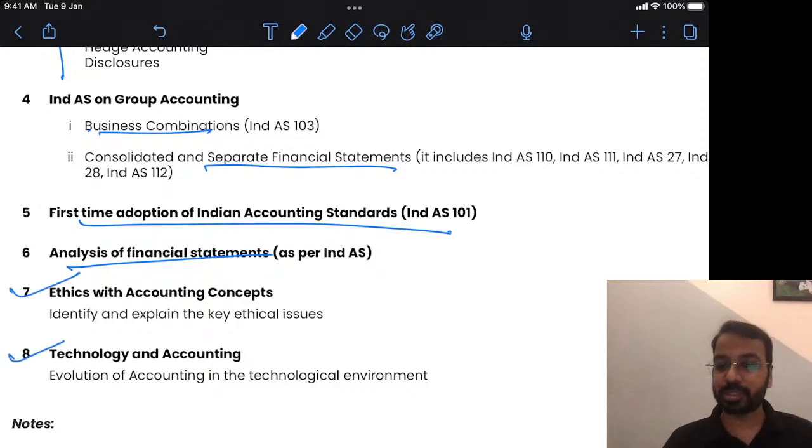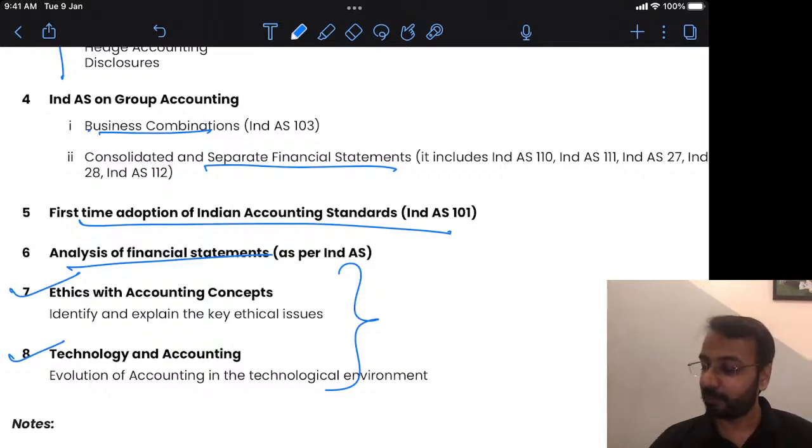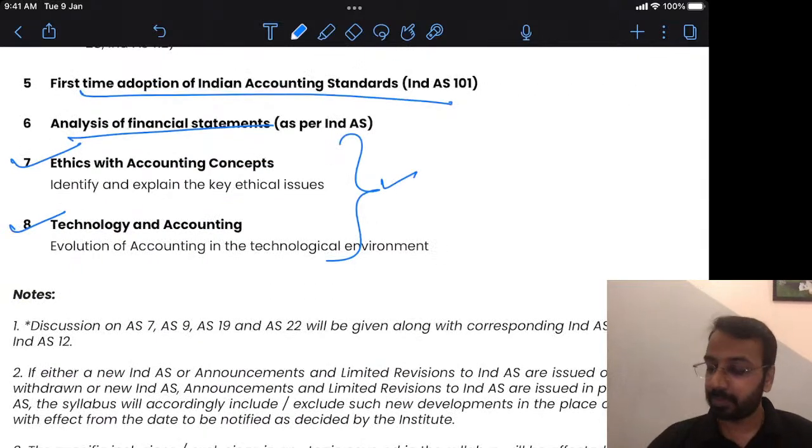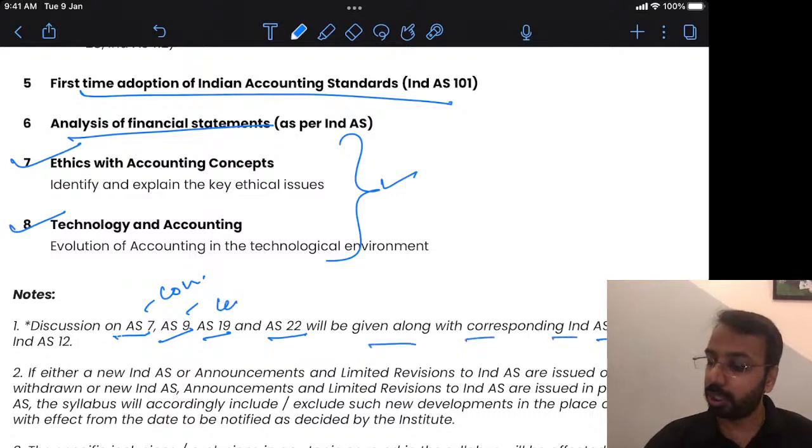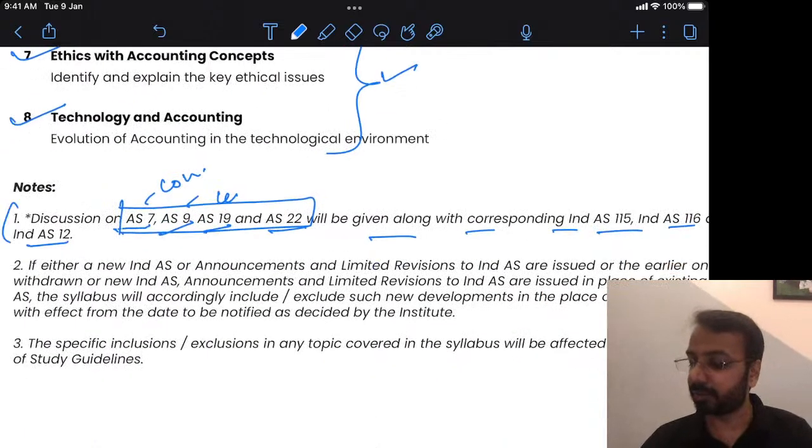So they have added 2 more chapters which I need to record, maybe for the CA final students. And discussion on AS7, this is construction contract, AS9 revenue recognition, AS19 leases, and AS22 will be given along with corresponding Ind AS 115, 116 and Ind AS 12. So you need to have an understanding of these standards as well, nothing very different.